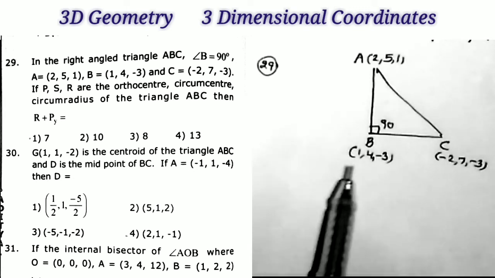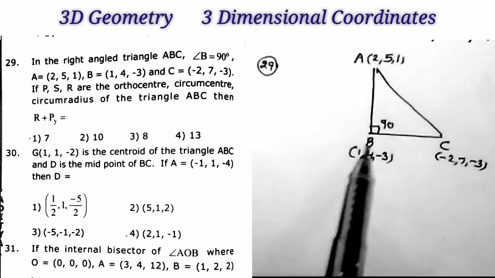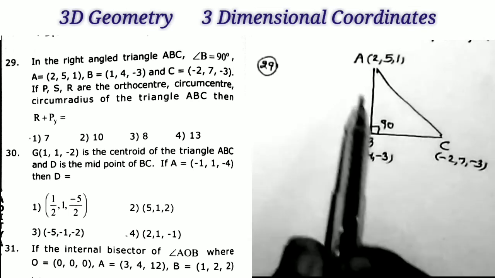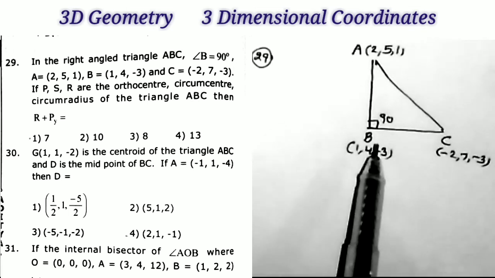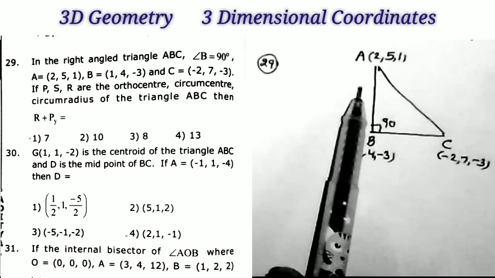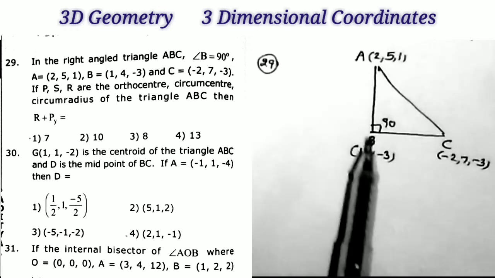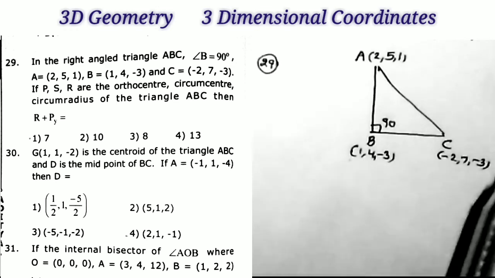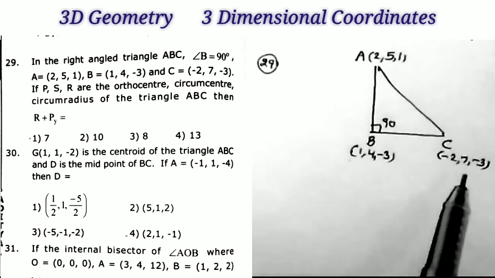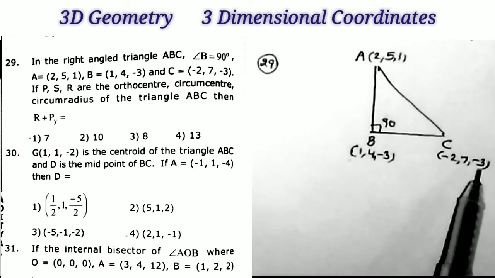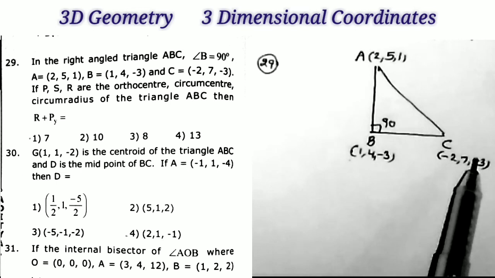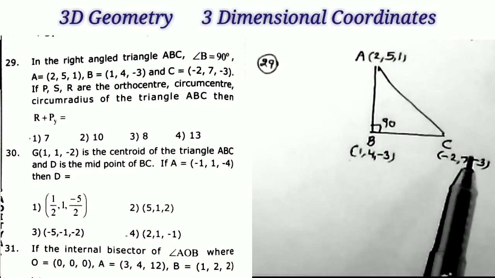Okay, listen to the next question, sum number 29. In a right angle triangle ABC, angle B is equal to 90 degrees. One right angle triangle is given here, and the coordinates of the 3 points are also given: A is equal to 2, 5, 1, B is equal to 1, 4, minus 3, C is equal to minus 2, 7, minus 3. Also given that P, S, R are the orthocenter, circumcenter and circumradius of the triangle ABC.